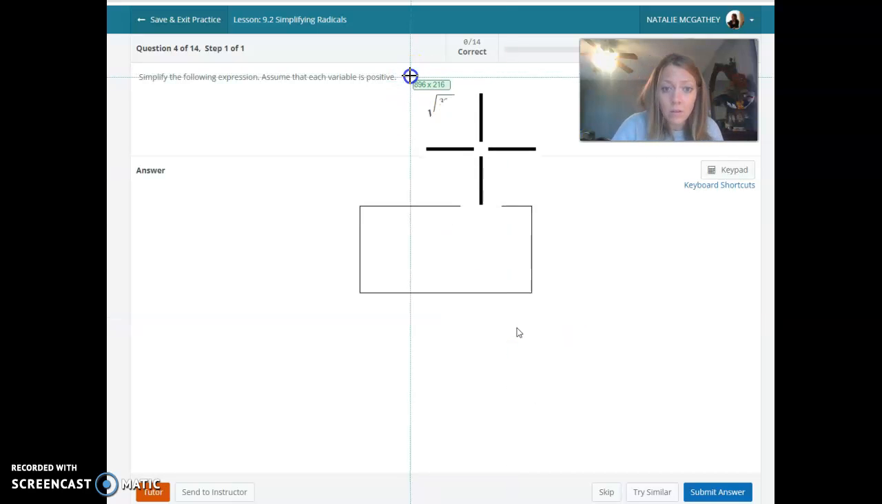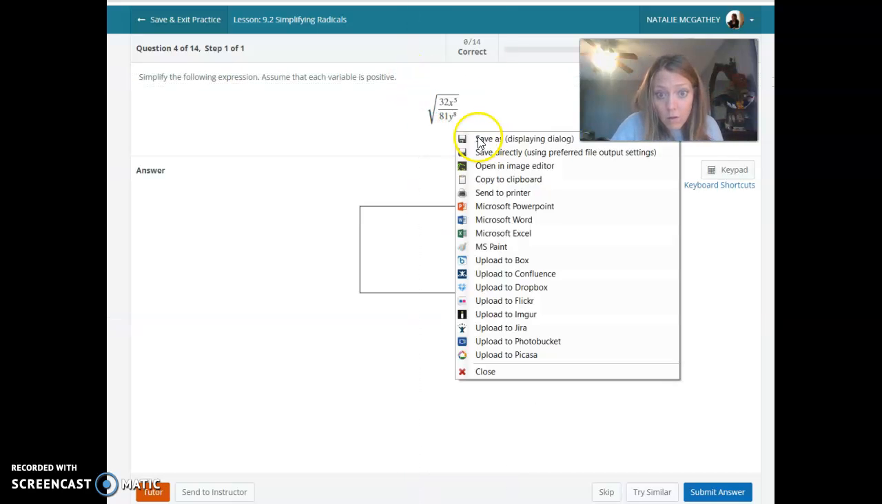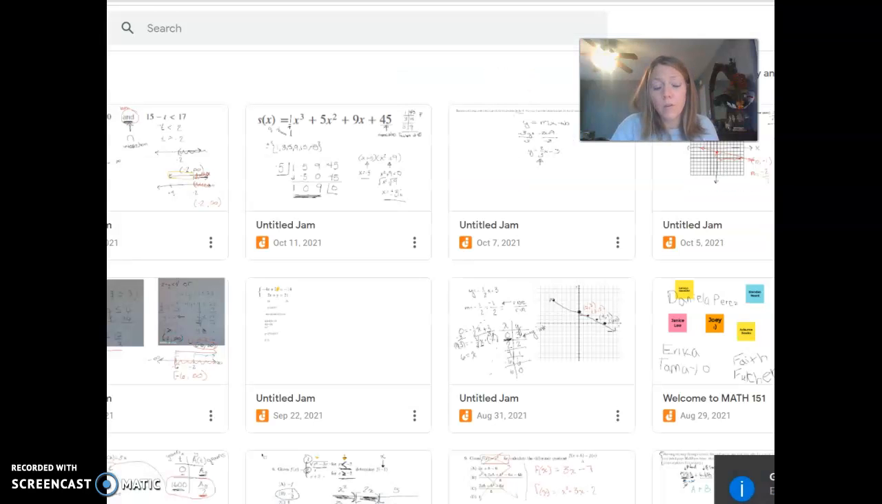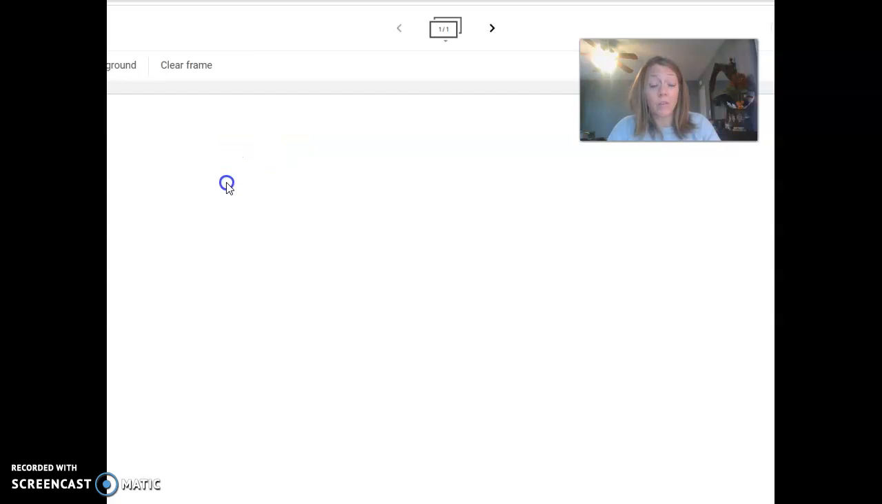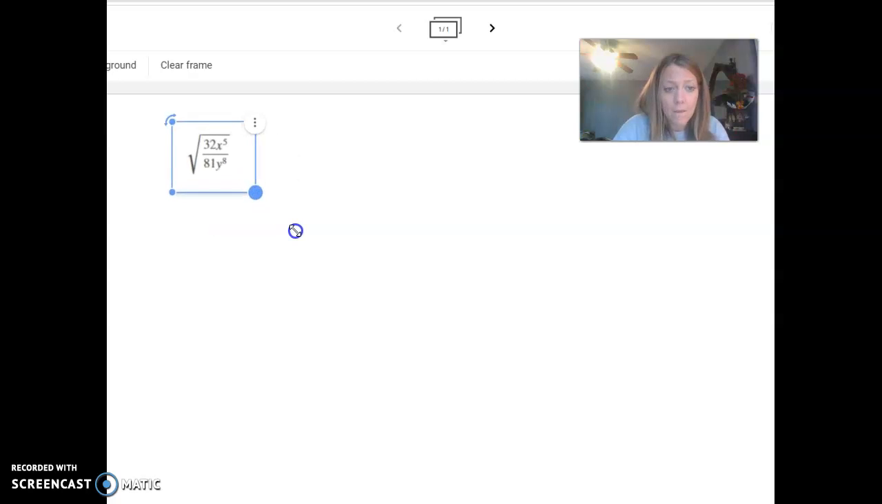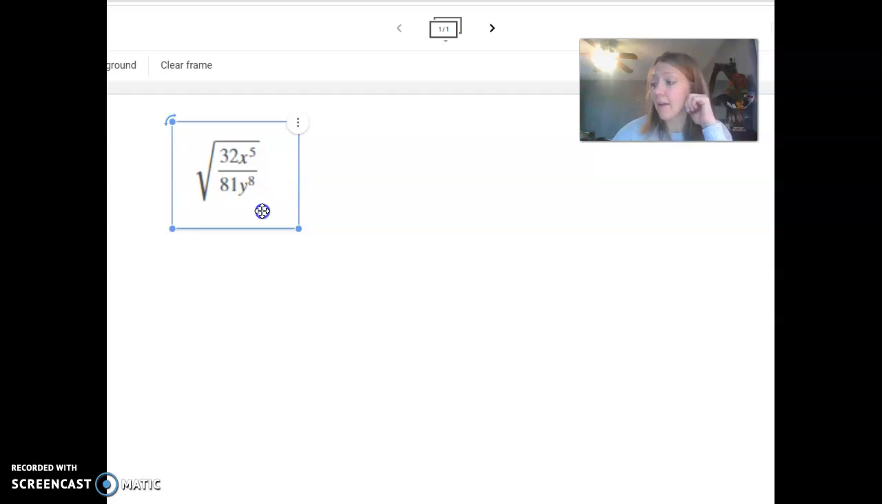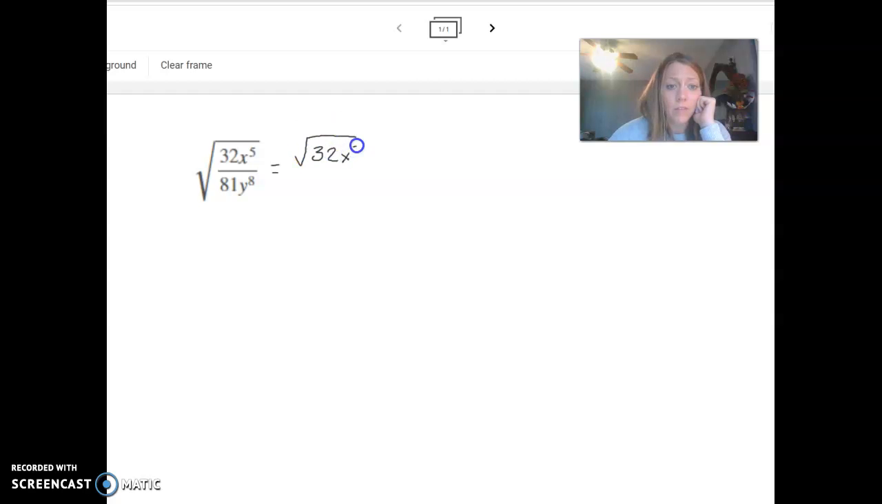So when you're doing a root of a fraction, we can think of those two things separately, the numerator and the denominator. So for this one, got 32x to the 5th in the numerator. So I can write that as the square root of 32x to the 5th on top. And I've got 81y to the 8th on bottom. So square root of 81y to the 8th. So I'm going to think of those two things separately.